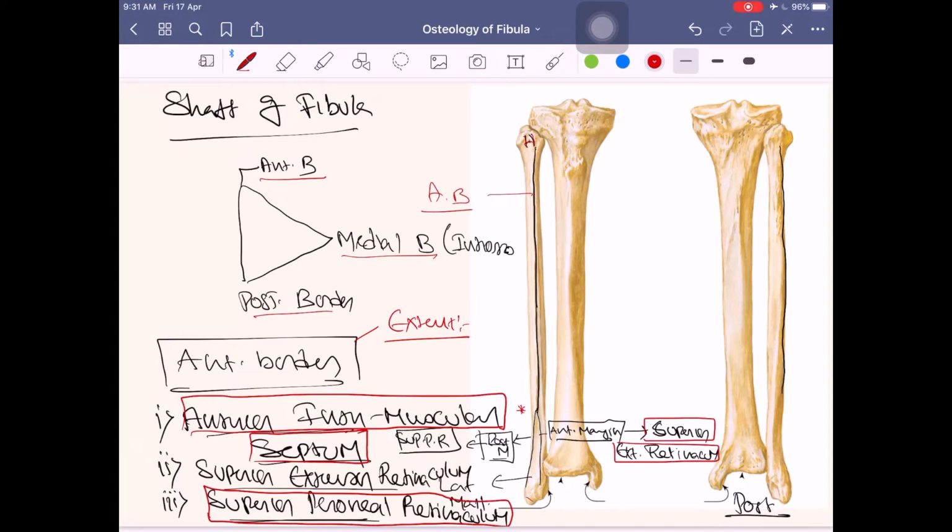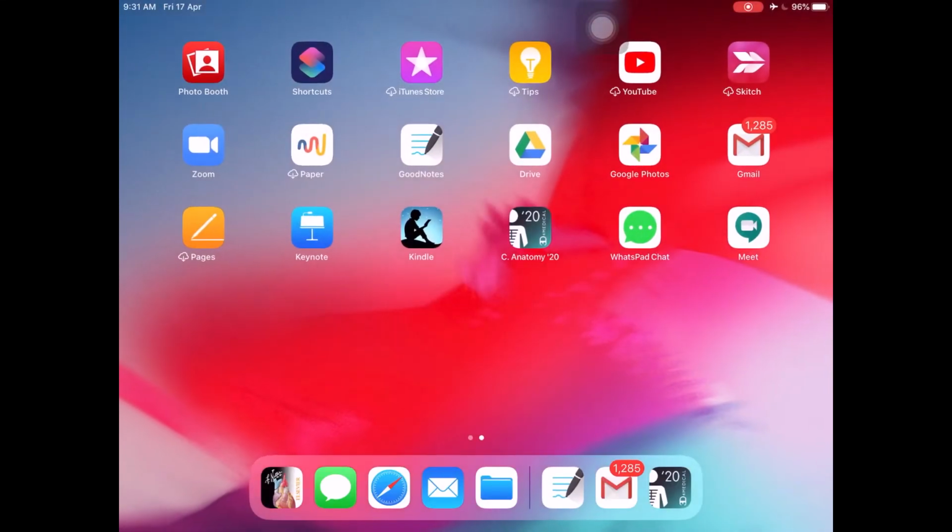So there is one septum, the anterior intermuscular septum, which is helpful in dividing the entire leg into various compartments. The other two are retinacula: one is the extensor, the other is the peroneal retinaculum. Let us see these two retinacula in the application.